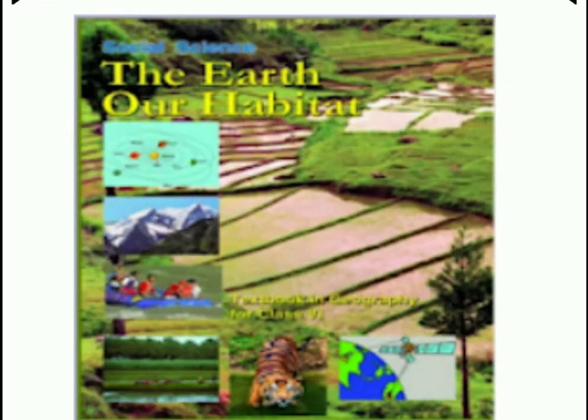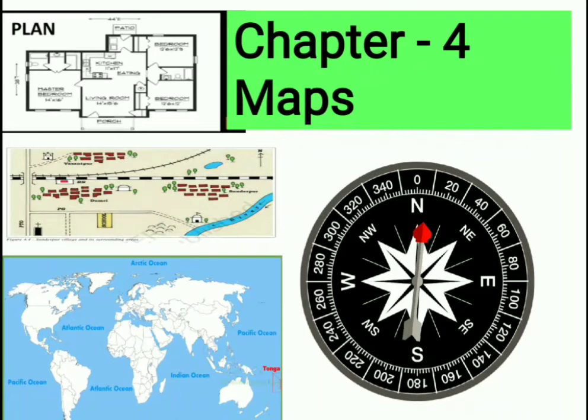Dear students, today we are going to start a new lesson from NCERT Class 6th Geography, The Earth, Our Habitat, Chapter number 4, Maps. Dear children, you have learnt in the previous chapter about the advantages of the globe. However, a globe has limitations as well. A globe can be useful when we want to study the earth as a whole, but when we want to study only part of the earth, such as our country, states, districts, towns, and villages, it is of little help. In such a situation, we use maps.